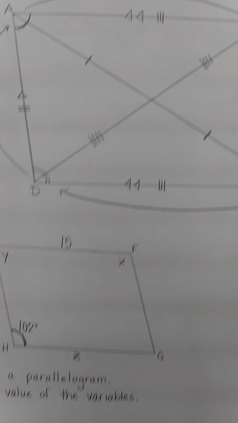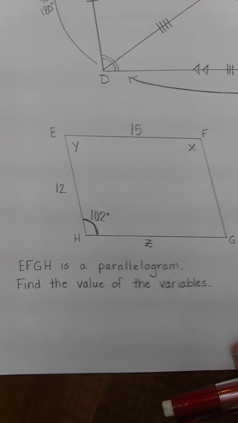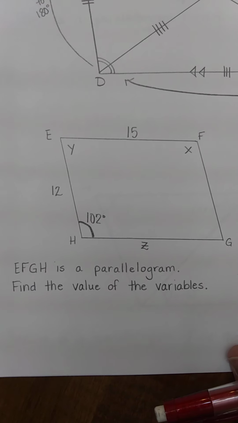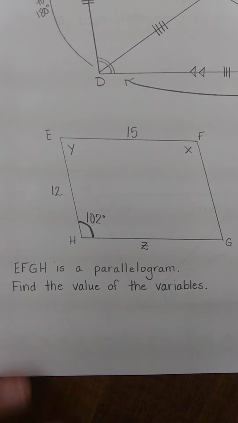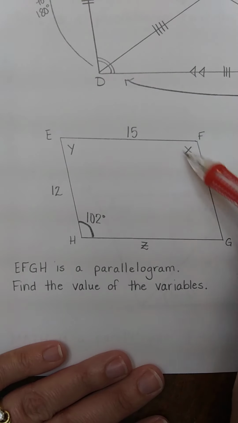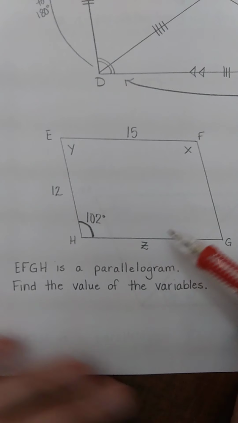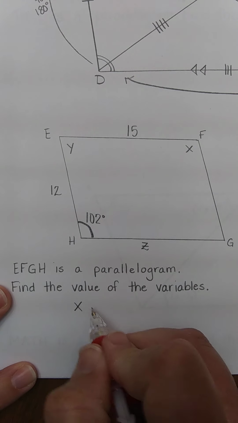Okay, how are we going to use the properties that we talked about today? So if you are told that something is a parallelogram, then you know those properties to be true. So if EFGH is a parallelogram, find the value of the variables. So we see variables occurring 3 times here. We have X, Y, and Z. So first of all, let's start with X.